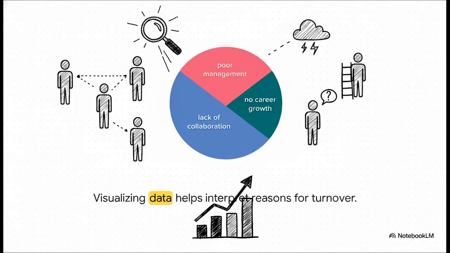Once you've nailed down those themes, visualization is what brings them to life. By transforming all of that raw qualitative feedback into clean graphics, you can instantly show leadership exactly what's going on. Suddenly, it's crystal clear that issues like poor management, a lack of collaboration, and zero career growth are the real culprits driving something like employee turnover.